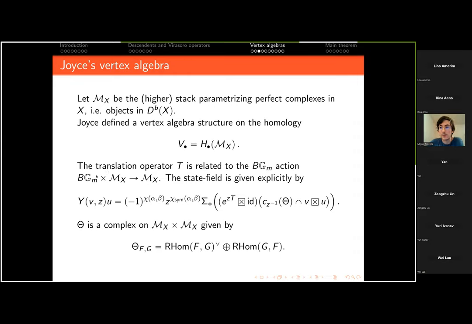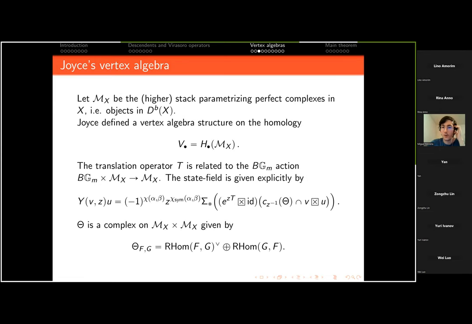Yes, you tensor it and then you push forward. It's not exactly multiplication. The action is through tensor and push forward. That's how the action is defined. Okay, that's right. Well, thank you. No problem.